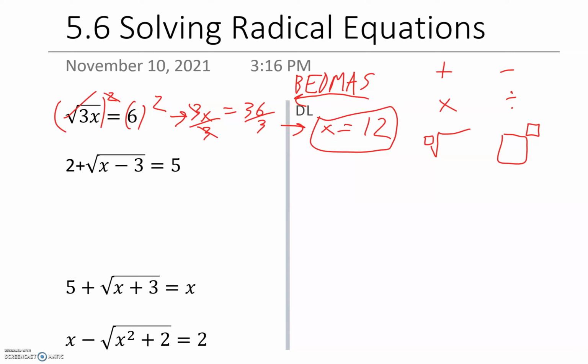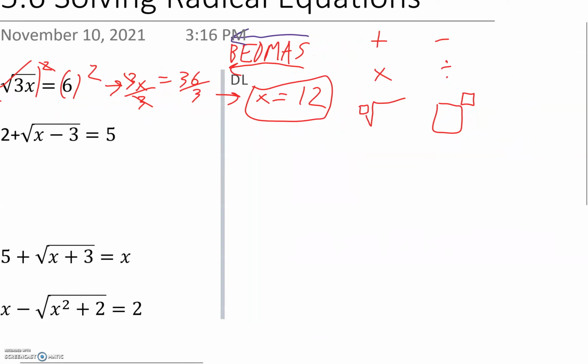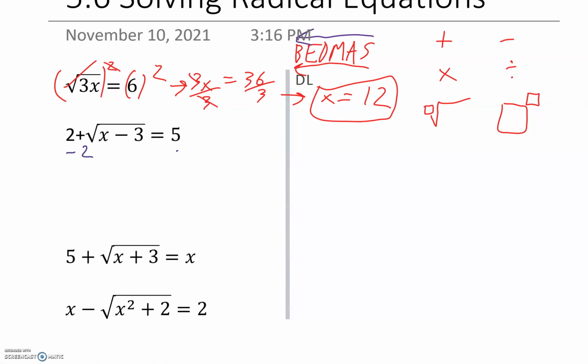All right, so what if it's a little bit more complicated by having x plus or minus a number inside? Well, let's go through this process again. So opposite operators means opposite BEDMAS. So the first thing we have to start with is the addition and subtraction. So first step is to move that over. We're going to subtract by 2 on both sides. Those cancel, so we're left with square root of x minus 3 equals 5 minus 2, which is 3. All right, and now at this point we can do the same thing as before, which is to square both sides.